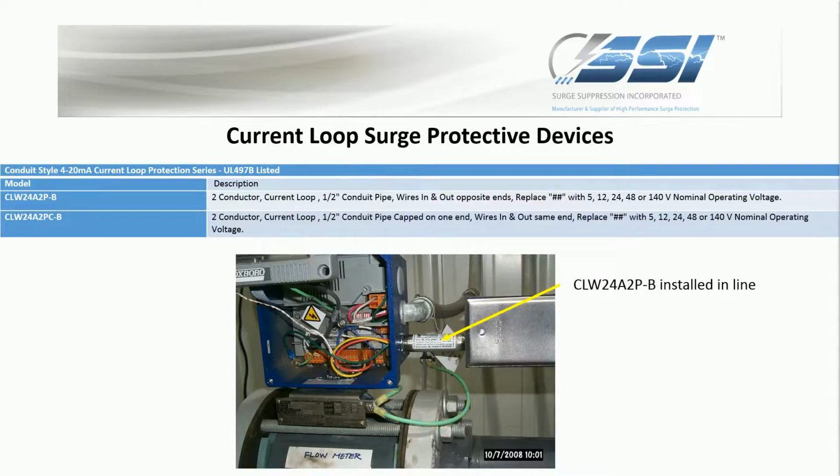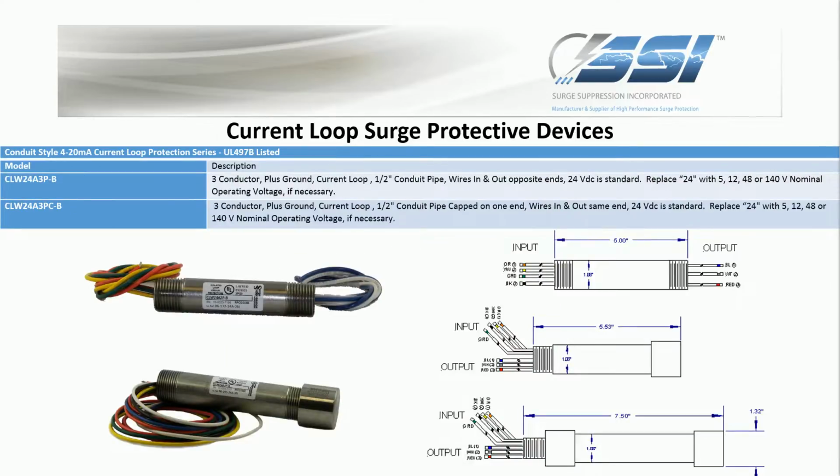This is a standard conduit SPD with the current loop circuit entering from the left, going through the SPD and into the junction box. The current loop circuit exits out the back of the junction box and up the wall. These are similar to the previous SPDs but are 3-wire plus ground current loop units.